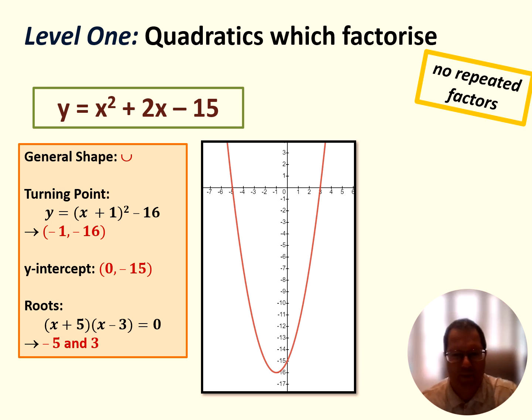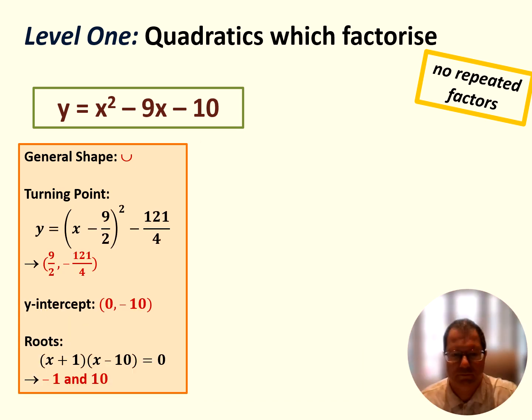Now I've used the graphic package Desmos to draw this, so you don't need all these numbers on the axes. But you can see that the graph cuts the x-axis at -5 and 3. The y-intercept is -15. You can see near enough that the turning point would be at -1, -16, and you can see the shape is a positive quadratic shape.